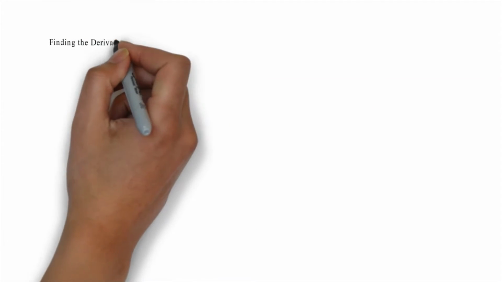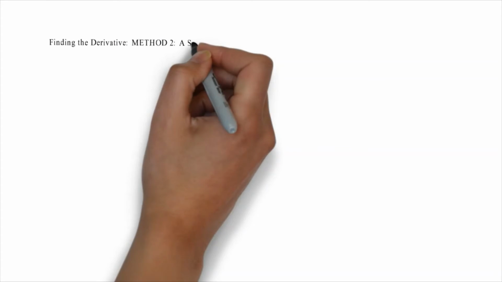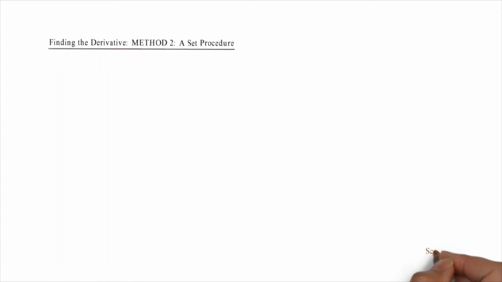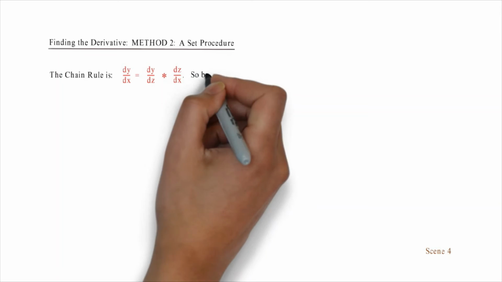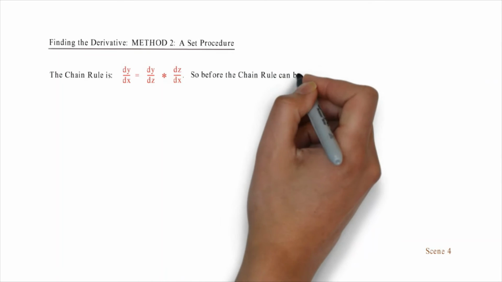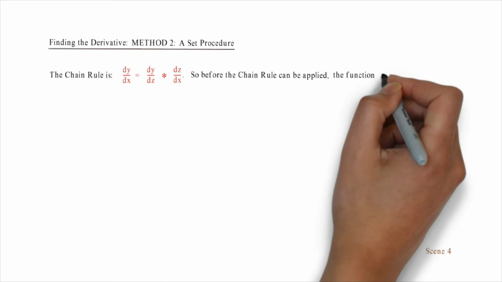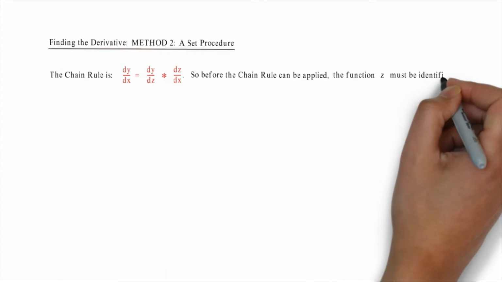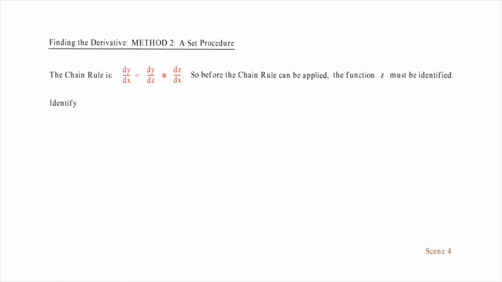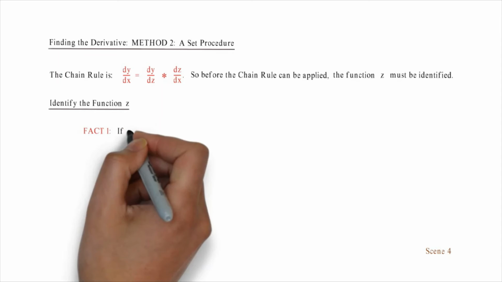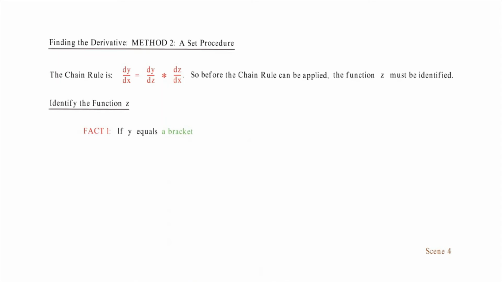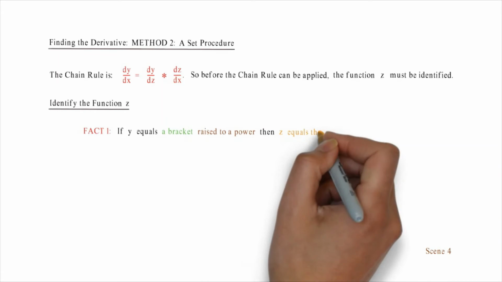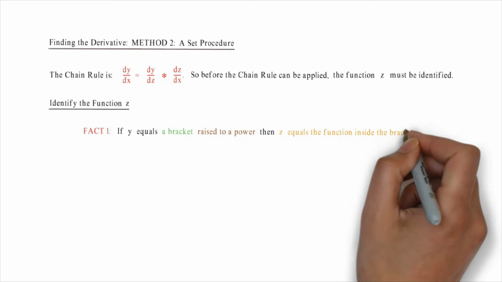Finding the derivative. Method 2. A set procedure. The chain rule is: so before the chain rule can be applied, the function z must be identified. Identify the function z. Fact 1. If y equals a bracket raised to a power, then z equals the function inside the bracket.